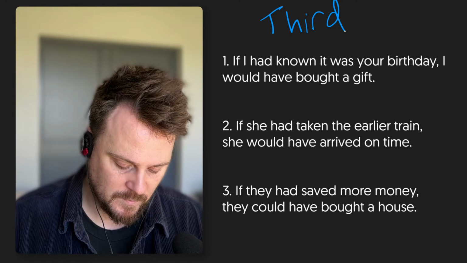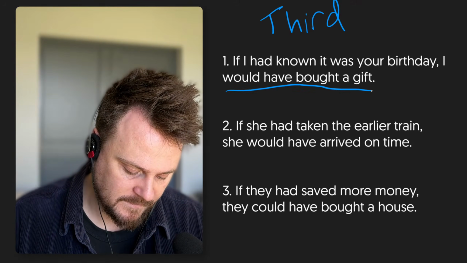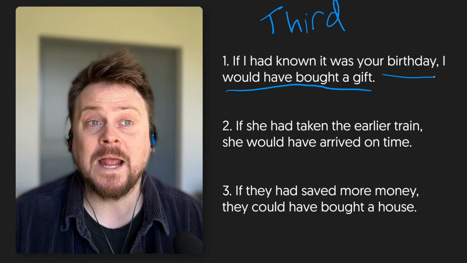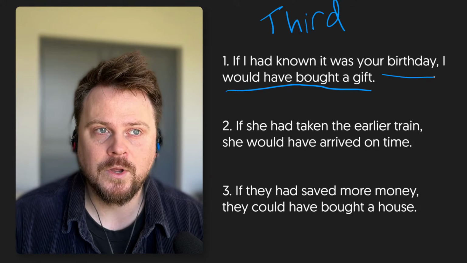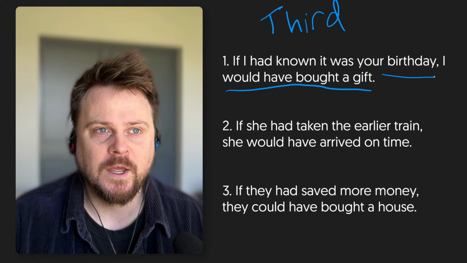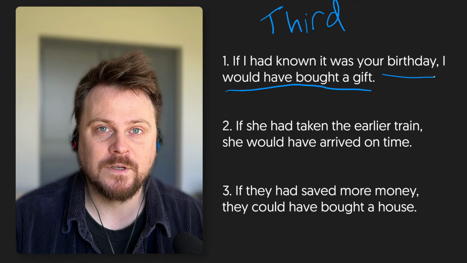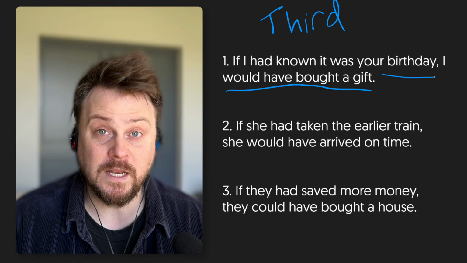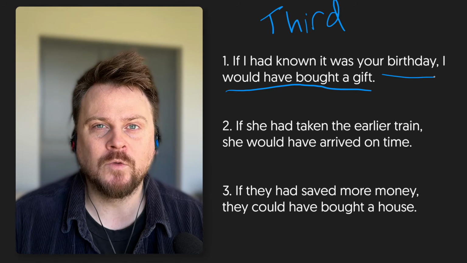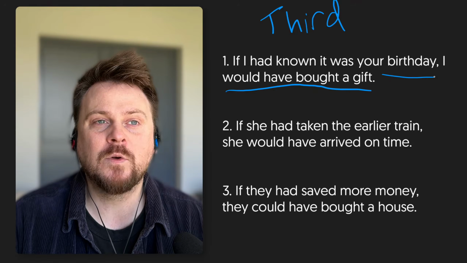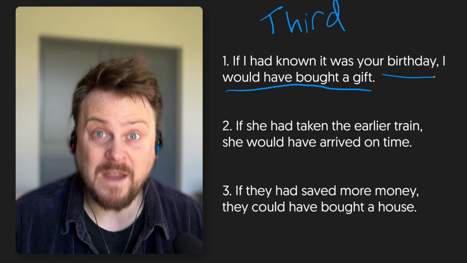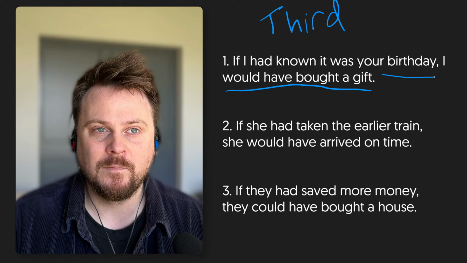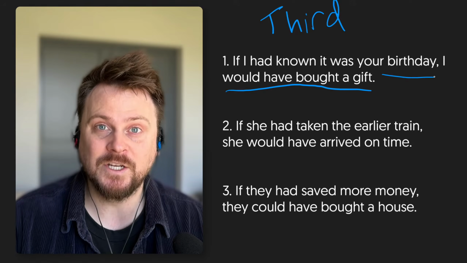If I had known it was your birthday, I would have bought a gift. Brought, I suppose you could say that too. But I didn't. Now, had known means this is all over. This is all done. I arrive at your house for some reason, and then I find out it was your birthday. It is your birthday. If I had known, so what is that referring to? That's referring to me in the past before arriving here. What I would have done in the past before arriving here if I had known.